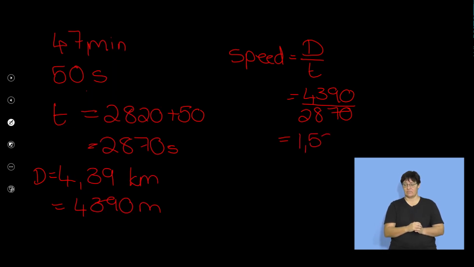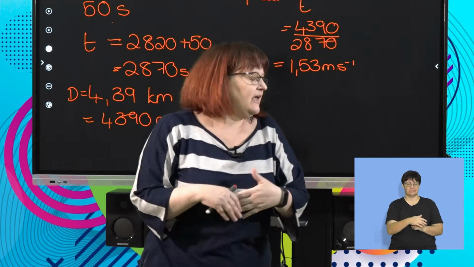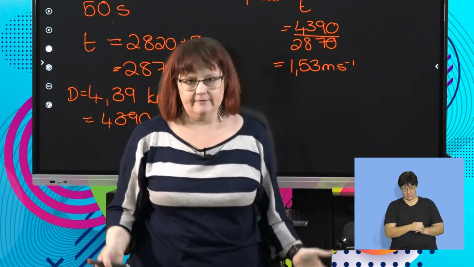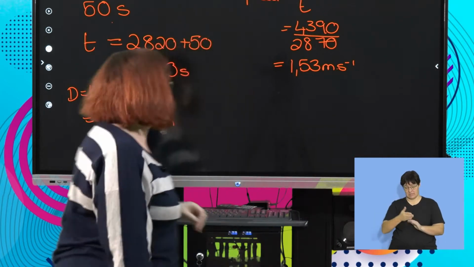So her average speed was 1.53 meters per second. So every second, on average, this isn't her speed at every moment, is 1.53 meters per second. That's her speed. I don't care that it went round all sorts of corners and up and down, that doesn't matter. That's her average speed.